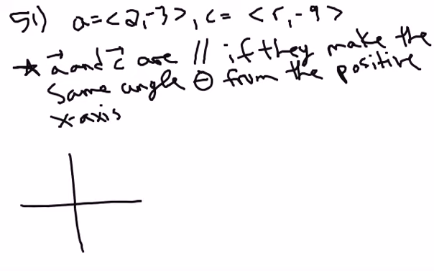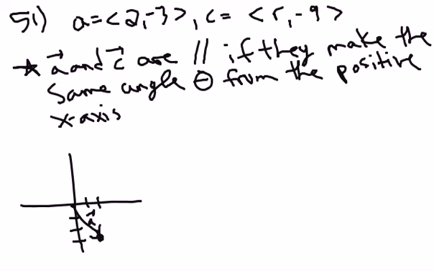In other words, if you were to graph this, (2, -3), here's the vector a. If I want to find c, I need c going in this same direction, because even if they're on top of each other, which they would be if they're coming from the origin, they're going to be parallel if they have the same angle from the positive x-axis. If they have the same angle, they're going in the same direction, which means they're parallel. So what I really want to find is r such that theta for a and c are the same.